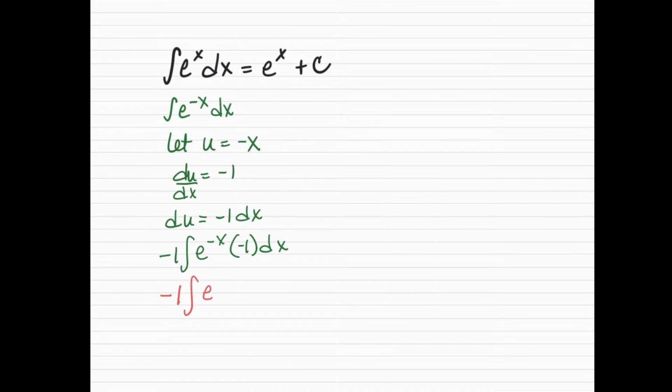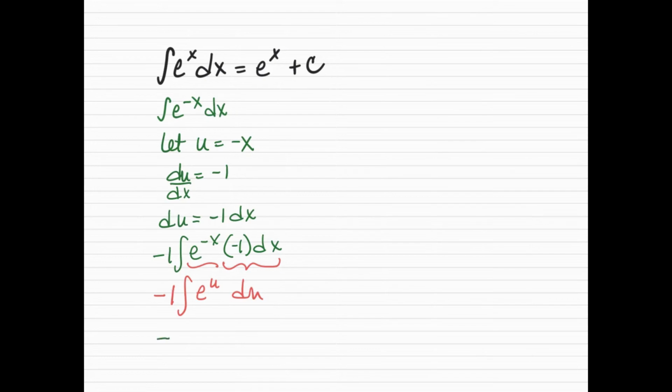times du. We have that negative 1 out in front because we needed a negative 1 for the du, and we didn't have it. So we multiplied by negative 1 times negative 1 because that doesn't change anything. And now we can integrate that since the integral of e to the u is e to the u plus c. That's what it looks like. And we put the x's back in and we're done. And that's it. Thanks.